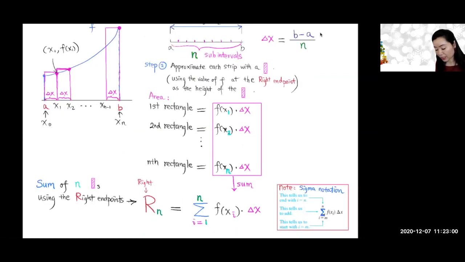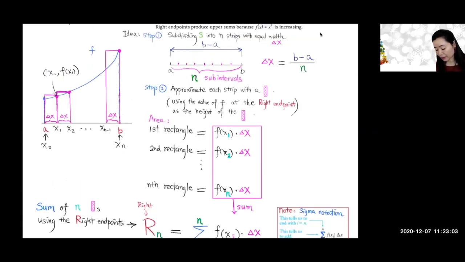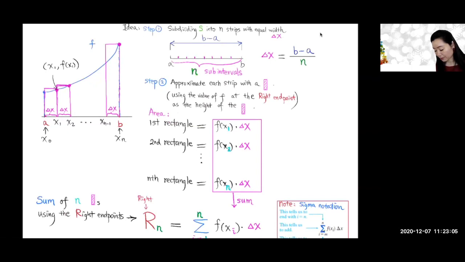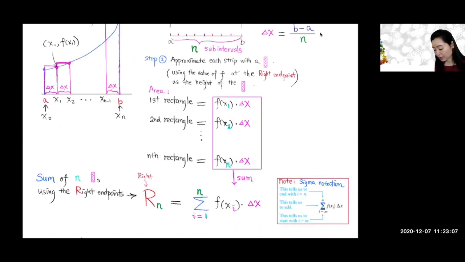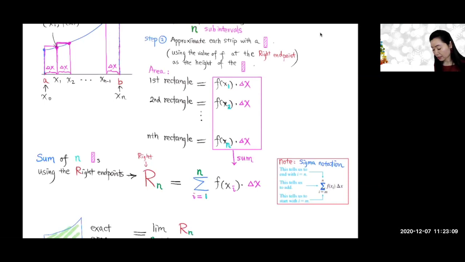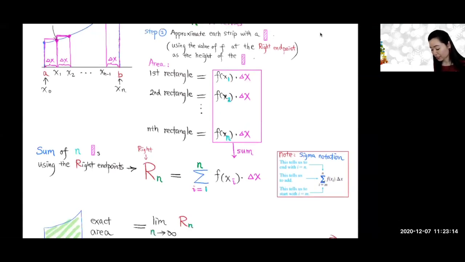Then you're going to sum up those rectangles. To sum this up, we have this summation sign right here. Suppose you haven't seen this before, let me explain that to you. This is called the sigma notation. So you sum all of this up. See, there's a pattern: all of them have delta x. So put delta x over here.